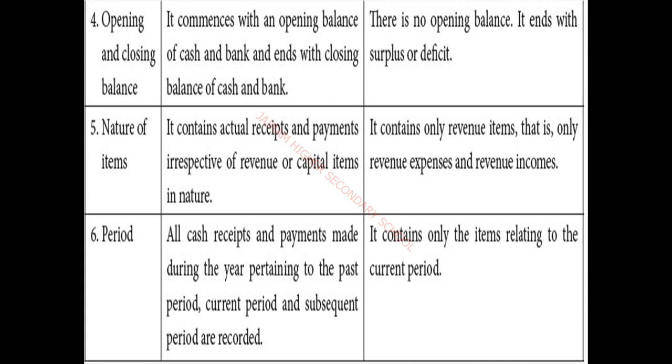So the same thing you can take for last year's is 1000 plus 2000, 3000 minus 800, 2200 only. That is the difference. Hope you have understood what is receipts and payment account and what is an income and expenditure account.